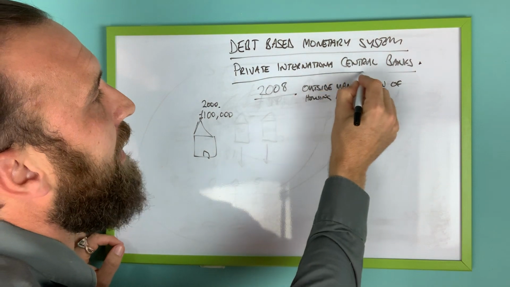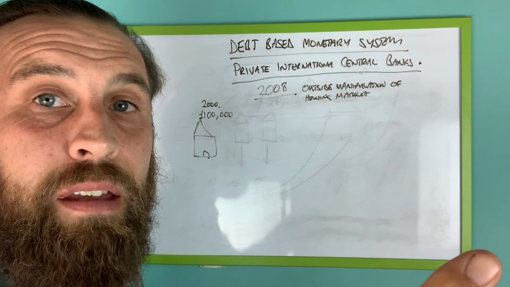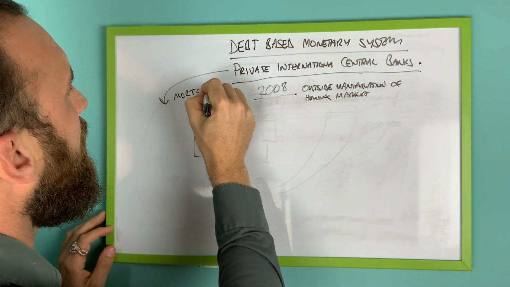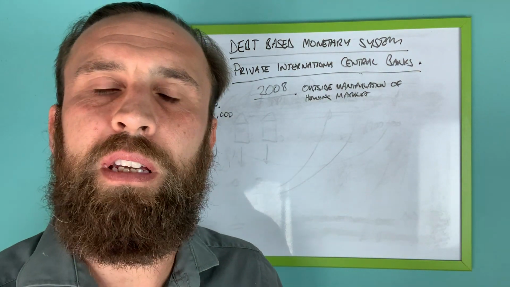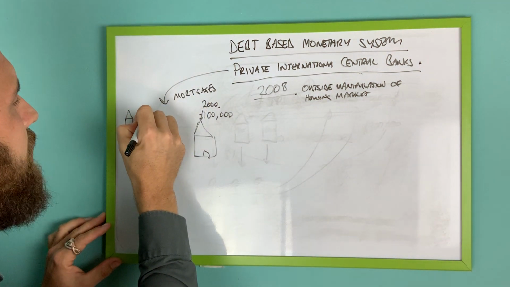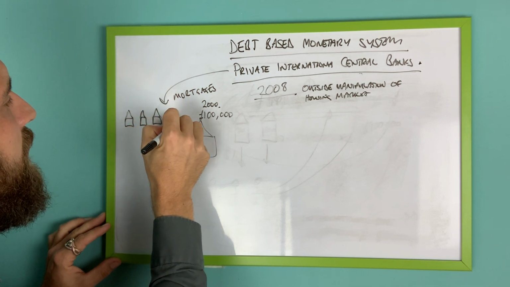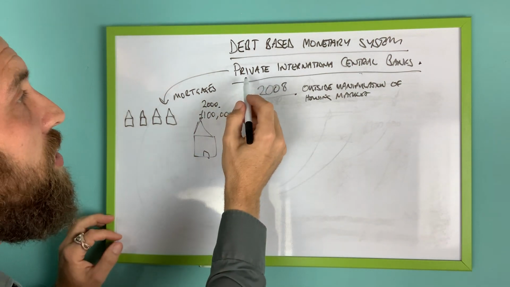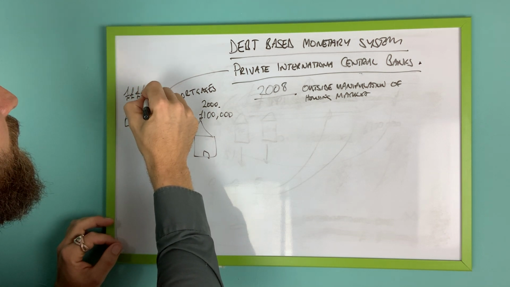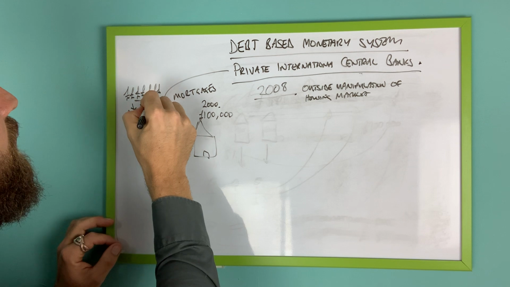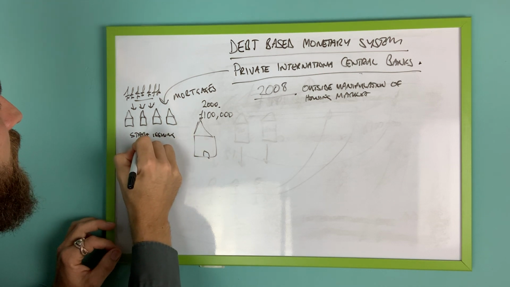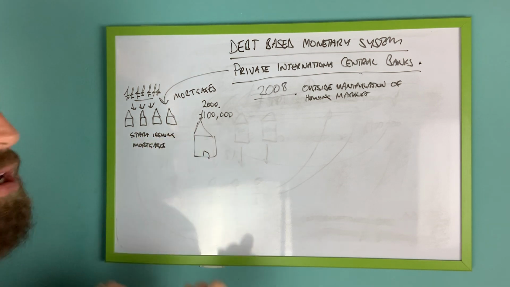Because the private international banks decided that they would see what happens if they pump money into the system for mortgages. Let's see what happens if we pump money into the system for mortgages. So we've got all these banks: Lloyds, TSB, HSBC, Santander. The private international central banks gave lots and lots of money to the banks, and they said, start issuing mortgages. So that's what the banks did.